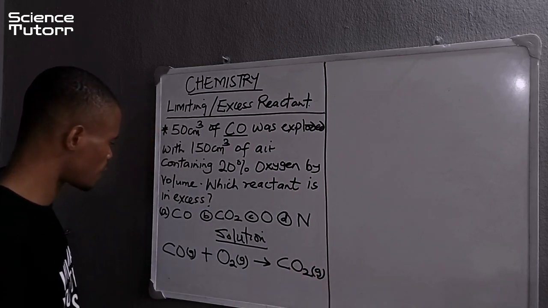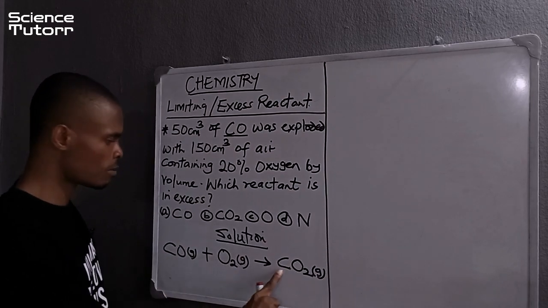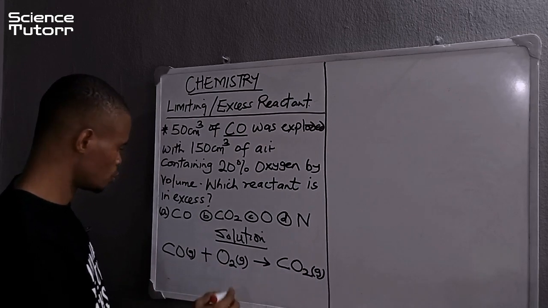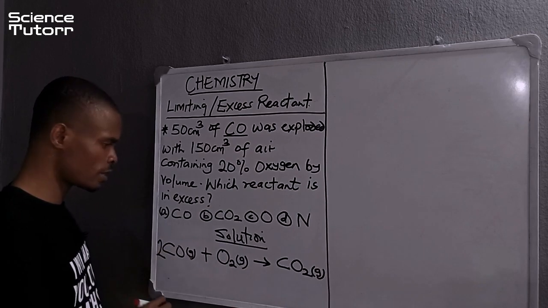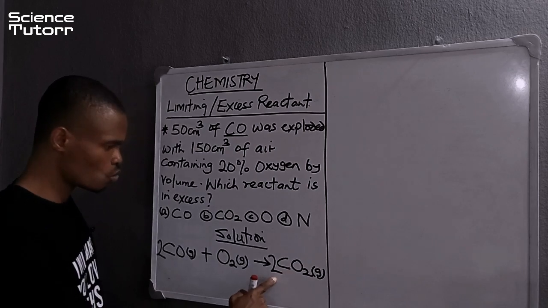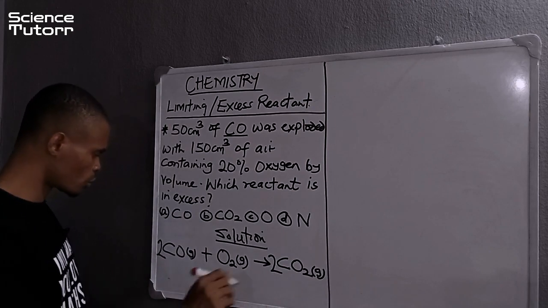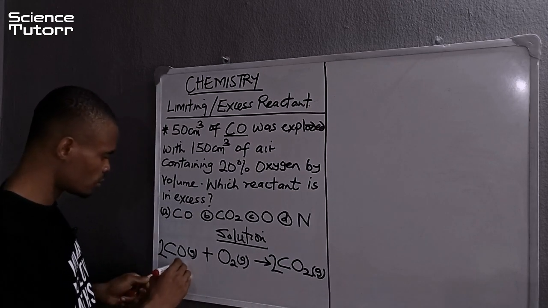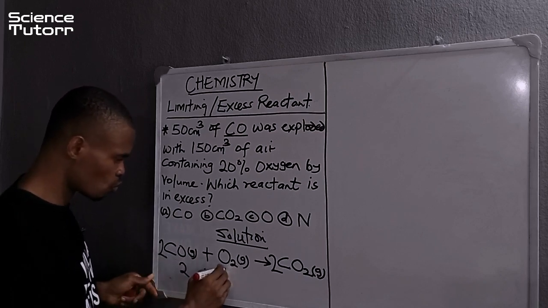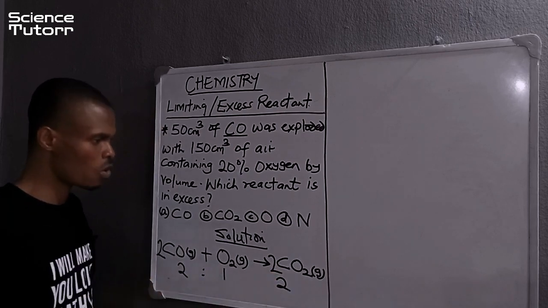Now we also consider whether the reaction is balanced. In the equation, carbon is 1, oxygen is 3 on the left and 2 on the right. So let's introduce the 2 here. That makes carbon 2, then 2 here, making carbon 2, then oxygen 4, 2 plus 2 gives us 4. So from stoichiometry, we simply have it that 2 moles of carbon monoxide reacts with 1 mole of oxygen gas to give us 2 moles of carbon dioxide.